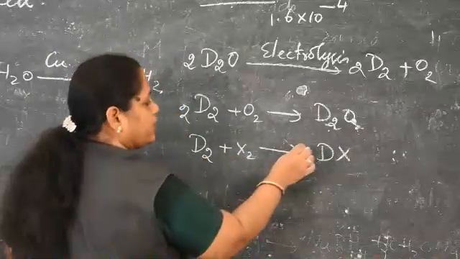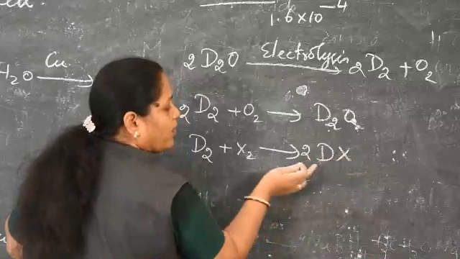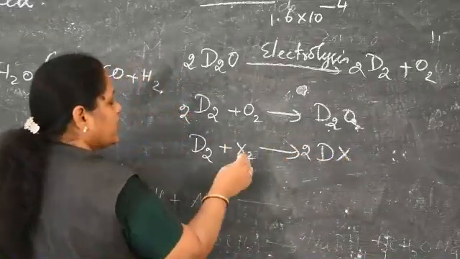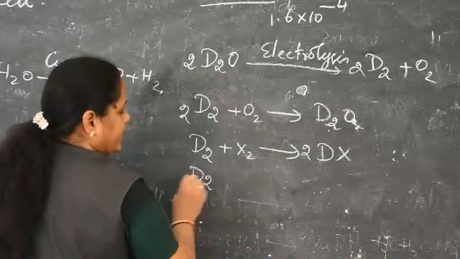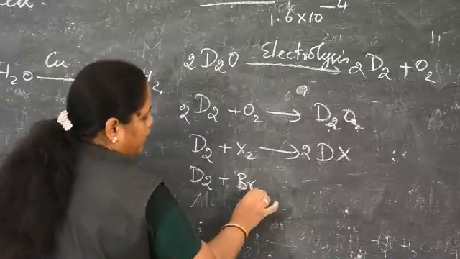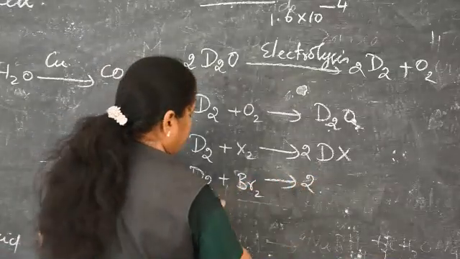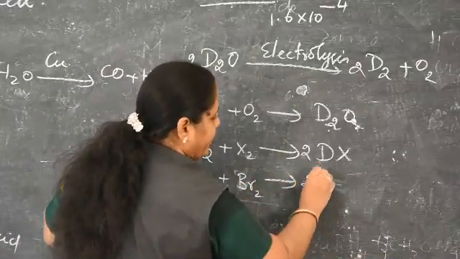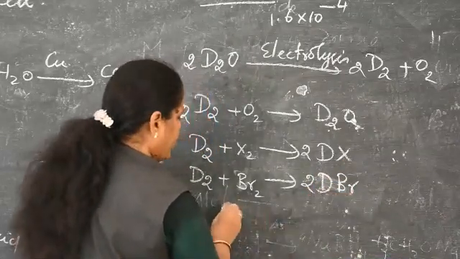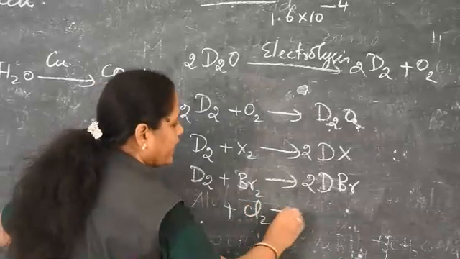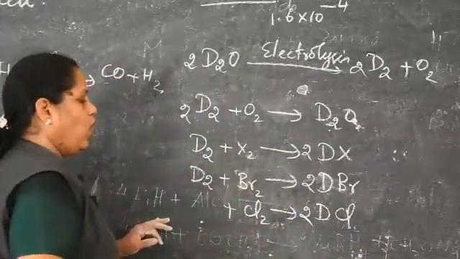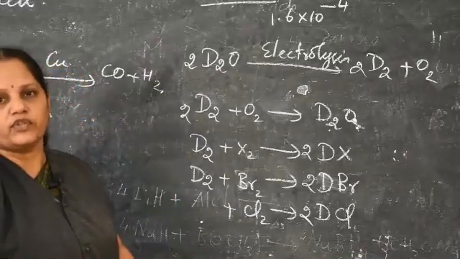Here, without changing the chemical formula, you write the 2 here only, not either here or here. So, instead of this, I simply write D2 plus Br2. What is your product? 2 DBr, deuterium bromide. If deuterium reacts with chlorine, it gives deuterium chloride.